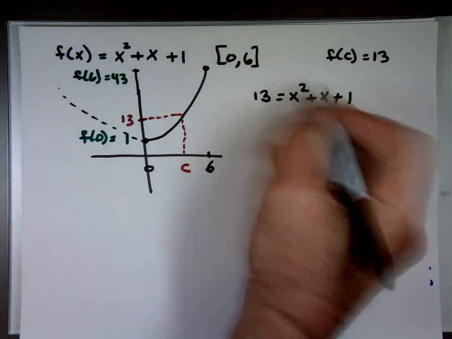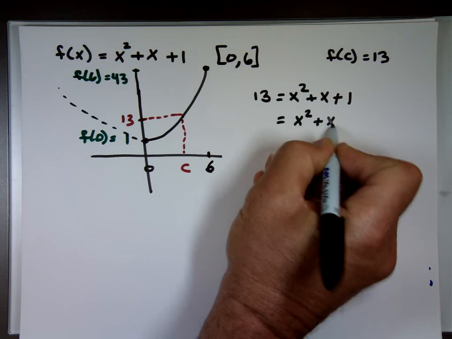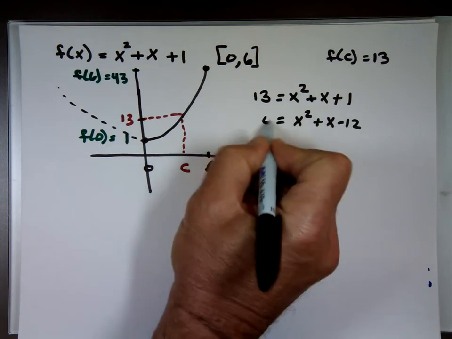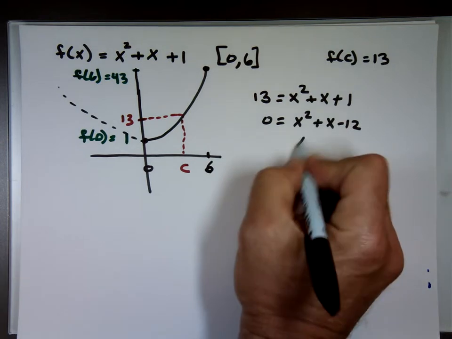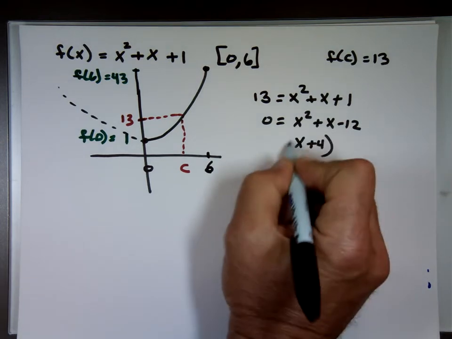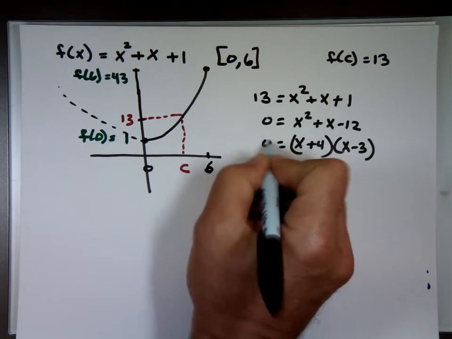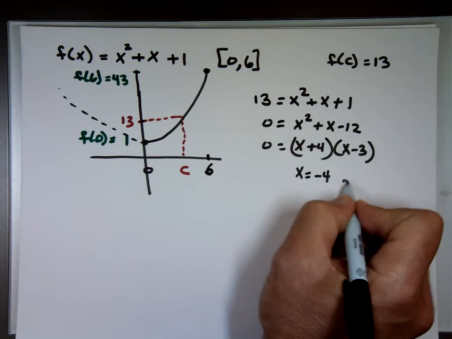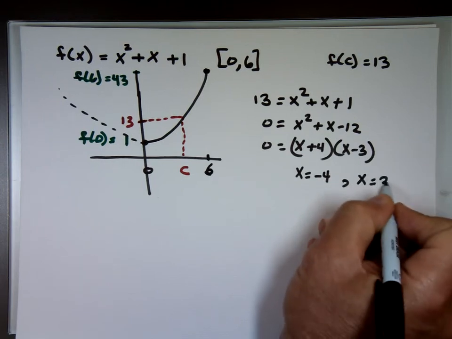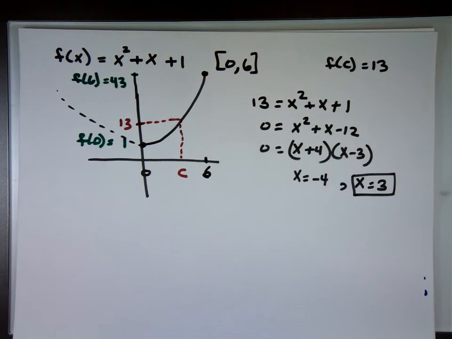So how do we solve this? Move the 13 over. Is that negative 12? Can we factor that? And what do we have? x equals what? Negative 4, and the other one, x equals what? 3. Is 3 between 0 and 6? Yes. So we proved the theorem there.